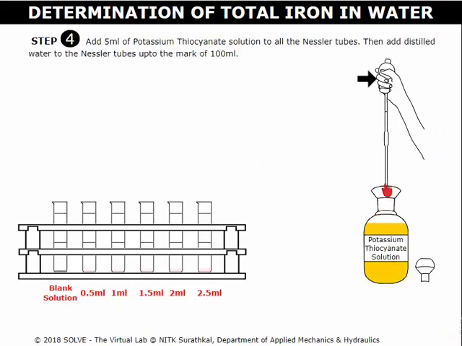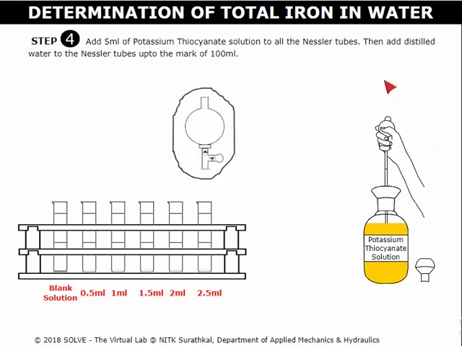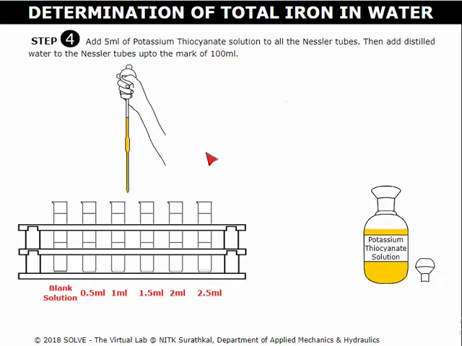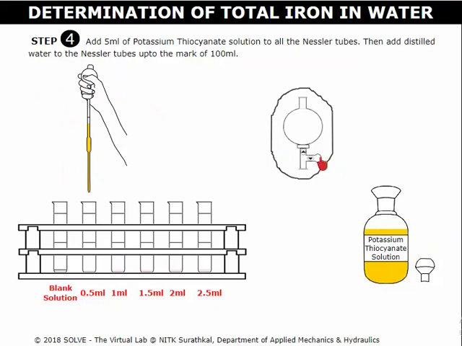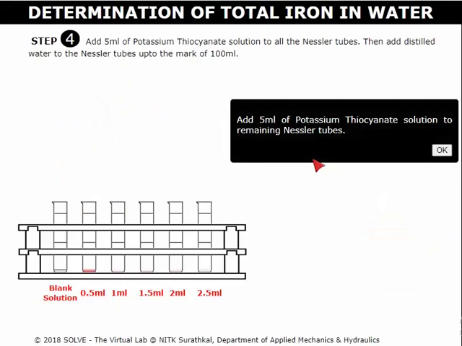Click here to open the potassium thiocyanate solution. Click on the pipette to insert it into the solution. Click on the upward arrow to pipette 5 ml of the solution. Click here to release the solution into the Nessler tube. Similarly, add 5 ml of the solution to the remaining Nessler tubes.